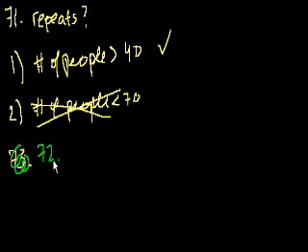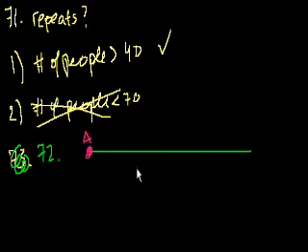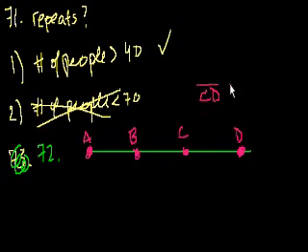72. In the figure above, is CD greater than BC? So they drew us a number line, or whatever you want to call it, some type of a line. Let me do another color. On this end we have A, then we have B, then we have C, and then we have D. And the question is, is CD greater than BC? So they want to know, is this greater than this?